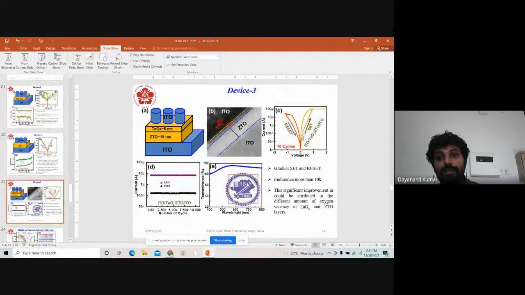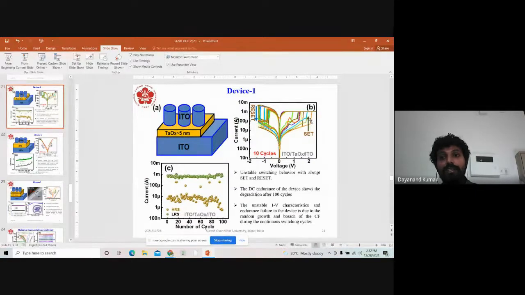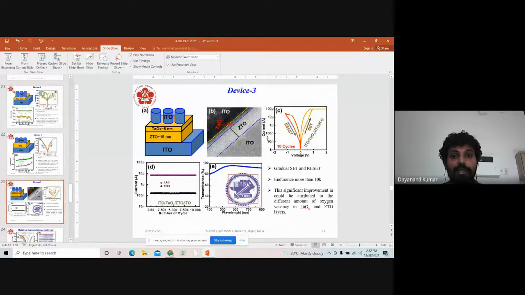If you see the continuous 10 cycles data, there is no variation. No variation means the filament is forming and rupturing at a particular point. But in the single layer case, you see a wide variation in the set and reset voltage. Due to the wide variation, the filament is not forming at a particular point; it is forming at different points. Due to this different formation and rupture of the conductive filament, the device is not stable. So that's why our bilayer device is much better than the single layer device.